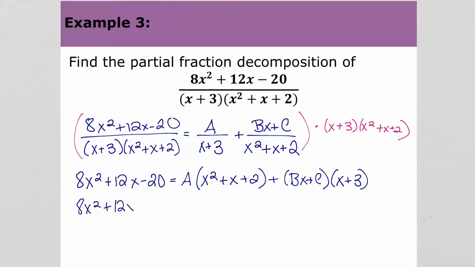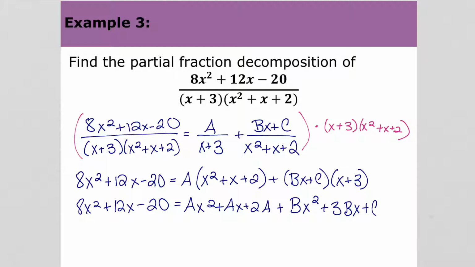Now we can go through and distribute our a to begin with. And FOIL on the second one. So bx times x is bx squared. Bx times 3 is 3bx. C times x is cx. And 3 times 3 is 3c. So now is the point where we go through and separate into our separate equations.